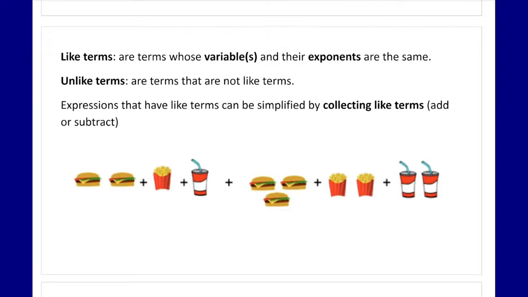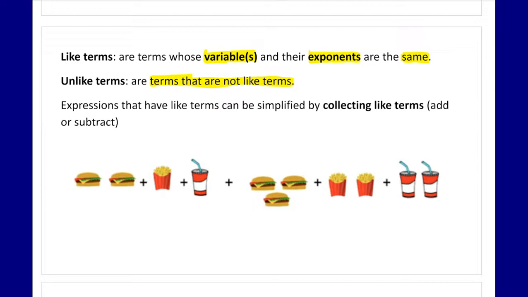Like terms are terms whose variables and their exponents are the same. So when we talk about collecting like terms, we're going to be looking for terms whose variables and their exponents are the same. If they're the same, that's considered a like term, and we'll look through some examples of that. Unlike terms are simply terms that are not like terms, just the opposite. So if their variables and exponents are different, they're considered unlike terms.